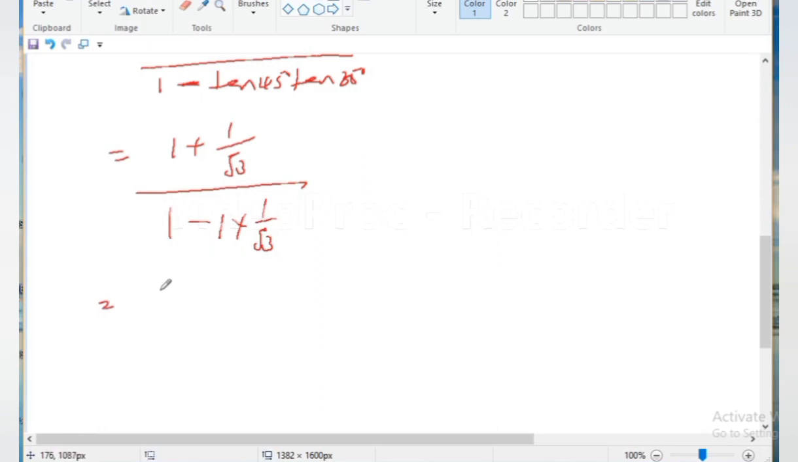So here you have your LCM as root 3. The numerator will give you root 3 plus 1. Then, divided by 1 minus 1 over root 3, the LCM is also root 3, which gives root 3 minus 1.